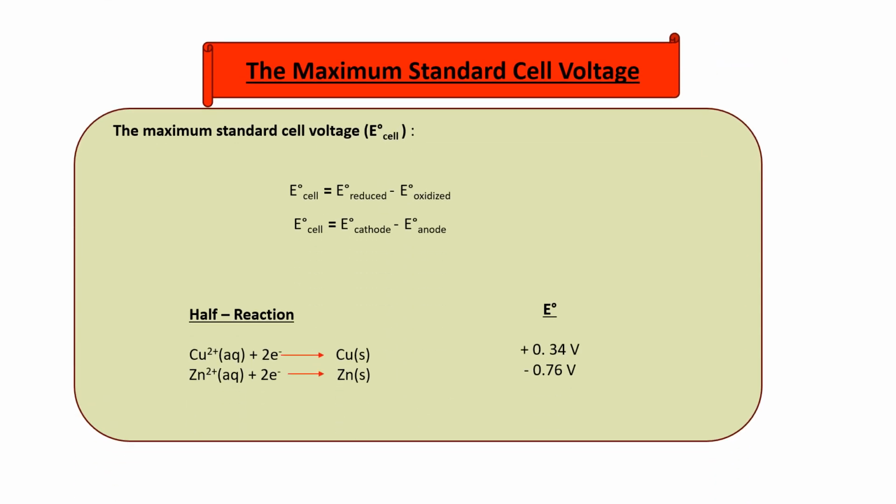Maximum standard cell voltage. There is a formula we can use to calculate the maximum standard cell voltage, which is represented by E0 cell. E0 cell is equal to E0 reduced minus E0 oxidized, or E0 cell is equal to E0 cathode minus E0 anode.